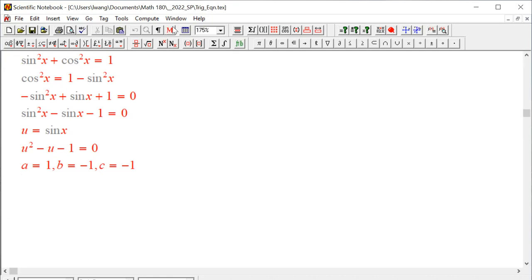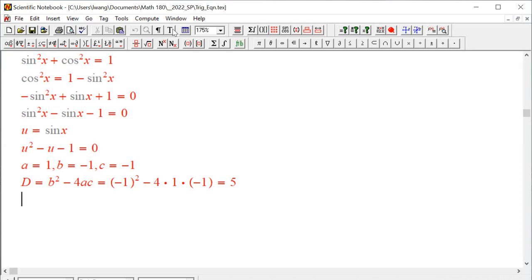Okay, so I'm going to do my discriminant. The discriminant is b squared minus 4ac. This will tell me how many solutions are to be expected. So b squared is -1 squared, minus 4 times a, which is 1, times c, which is -1. Simplify. This is a 1, and this is going to give me a 4, and the whole thing is going to be 5.